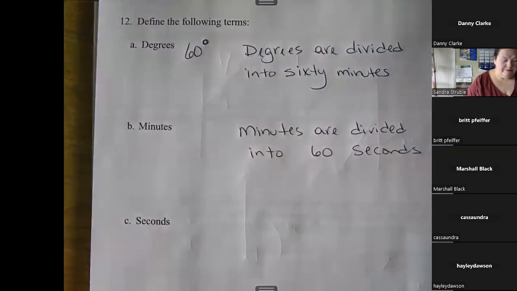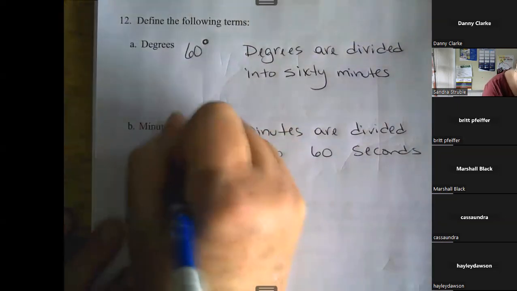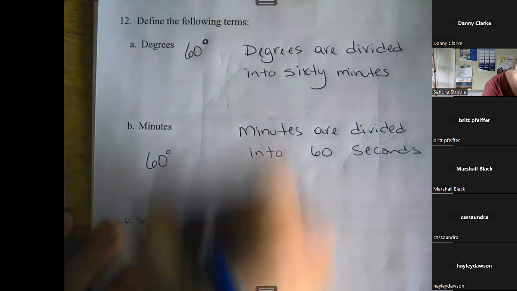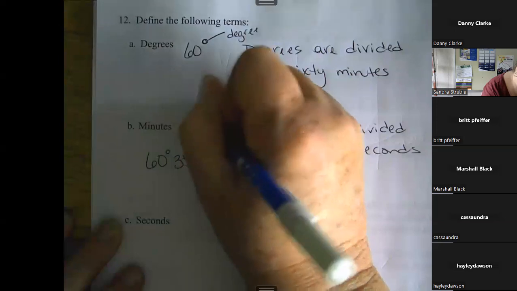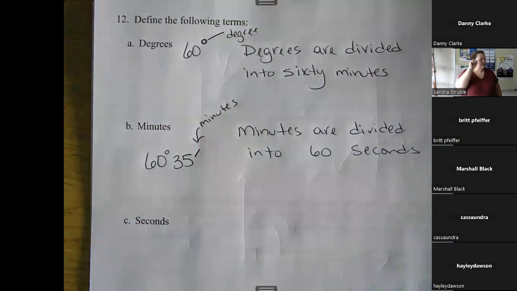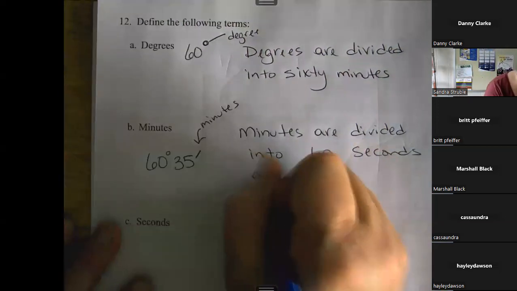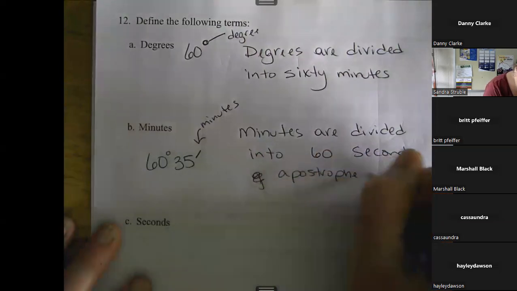The symbol for them is, so let's just say it's 60 degrees, and I'm going to keep the one we have up here, 35 minutes. So this is the symbol for degree. This is the symbol for minutes. It's just an apostrophe. Apostrophe is the symbol.